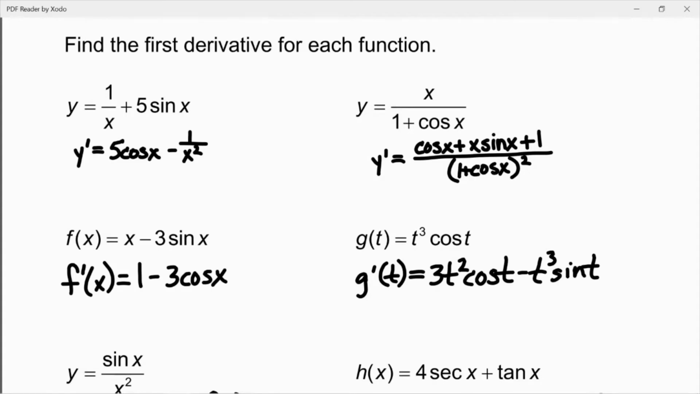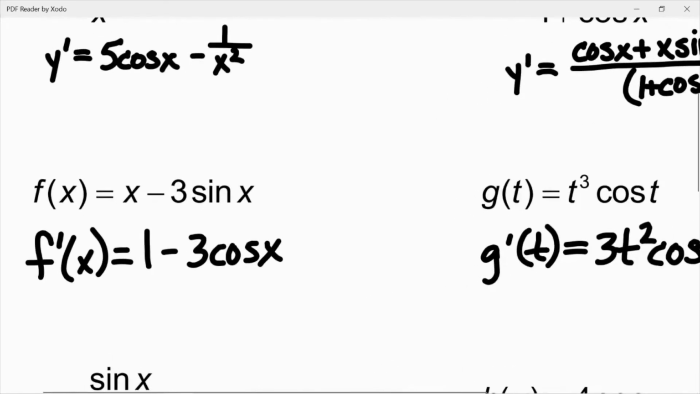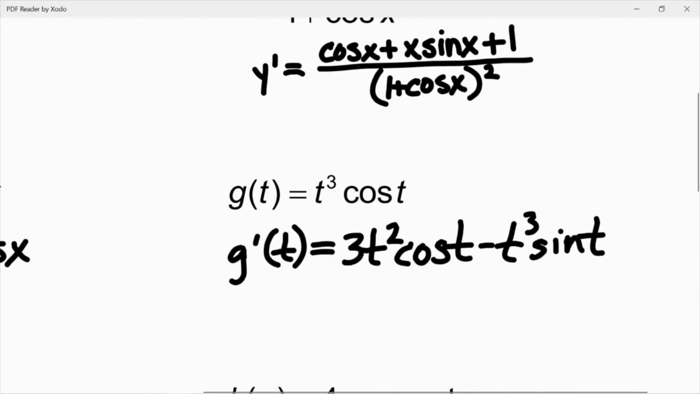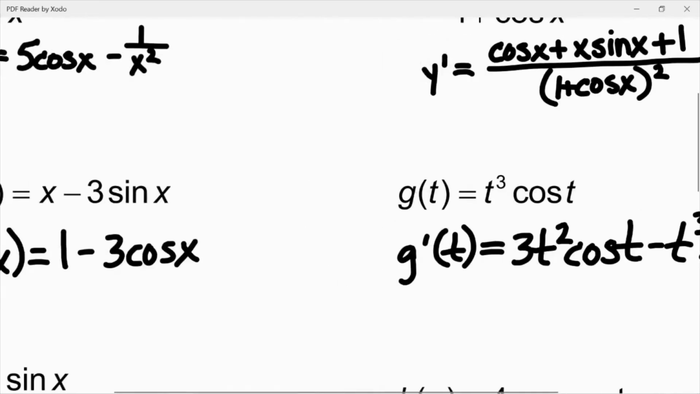So pretty simple. Second one, we've got x over 1 plus cosine x. I'm just using the quotient rule there. Not really anything tricky about it. For the third one, x minus 3 sine x, again, I'm just taking the derivative of the sum of terms. So take the derivative of each term independently. For this g of t function, we're just doing the product rule. Not really anything tricky about it.